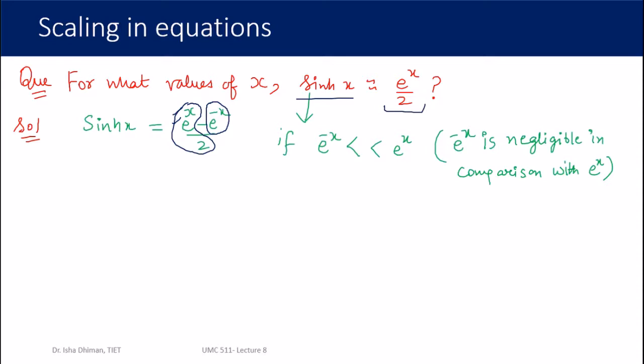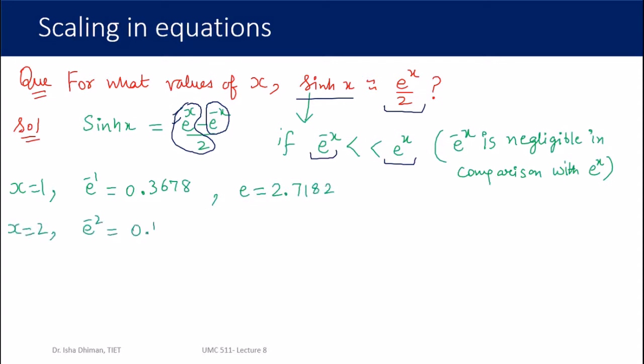So this is only going to happen when e raised to power minus x is negligible in comparison to e raised to power x. Now we need to determine for what values of x this is going to happen. So by hit and trial, we start with x equals 1 and see e raised to power minus 1 is 0.3678, e is 2.7182.